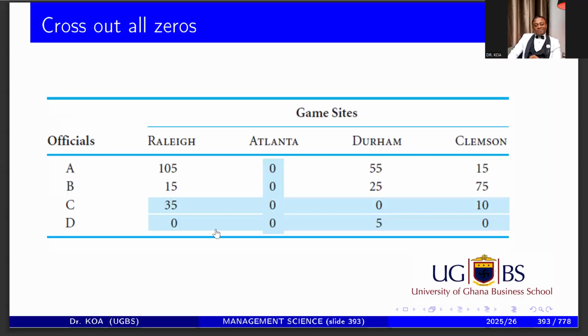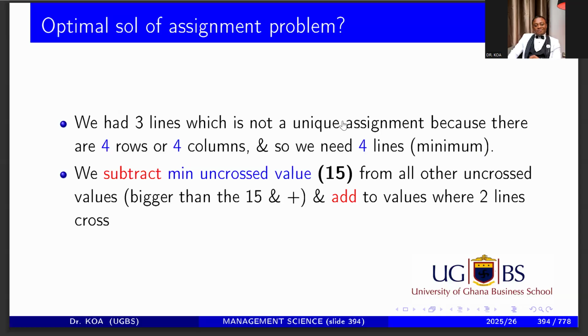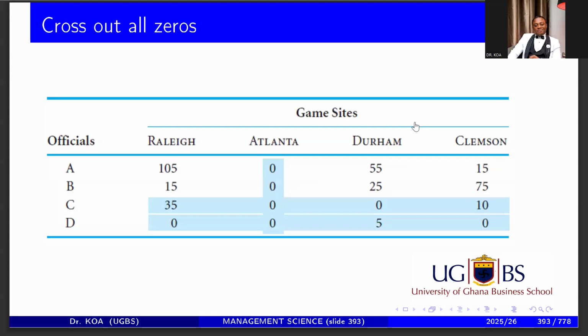So now let's go. We have 3 lines, if you check it carefully. 1, 2, 3. Okay. So, which is not a unique assignment. Why? Because there are 4 rows or 4 columns. So we need to have 4 lines. That is the minimum we should have. That's the point that was being made. So we have to subtract the minimum uncrossed value. Now, when you check the values here, which one is the minimum uncrossed value? Those that we haven't crossed, it is 15.